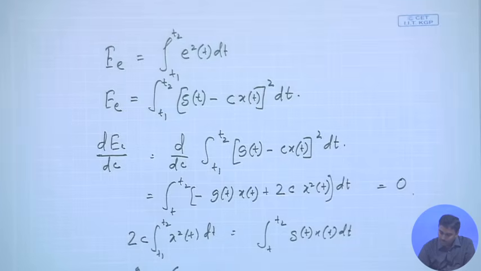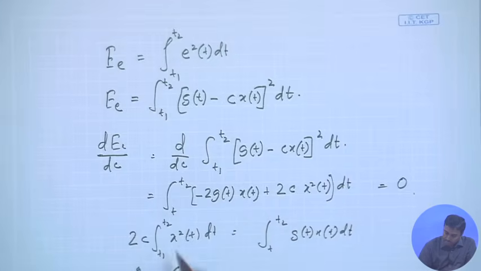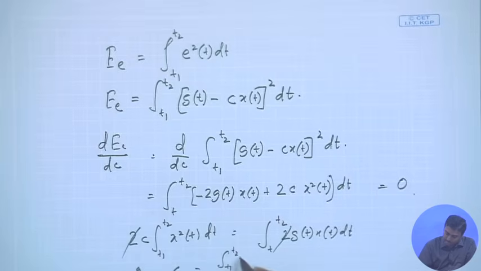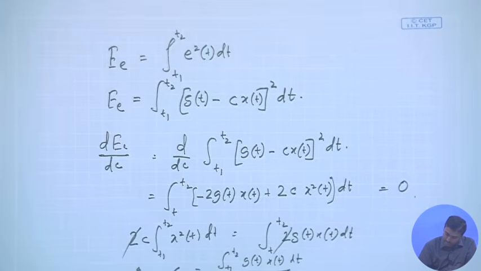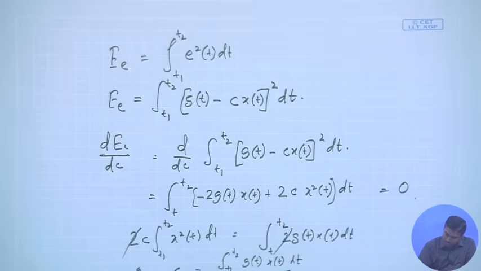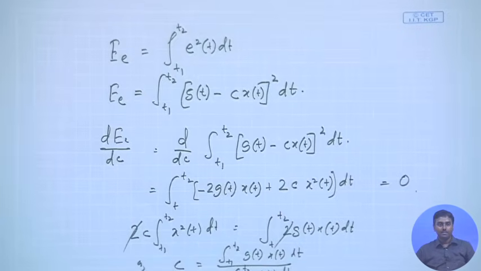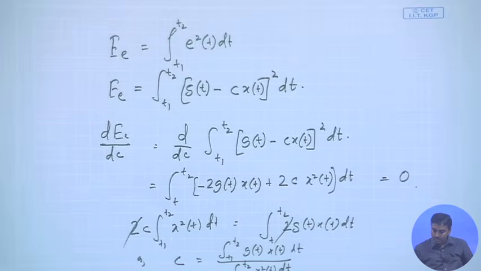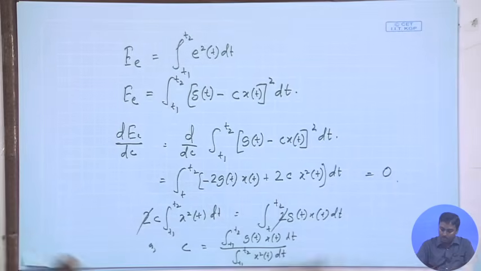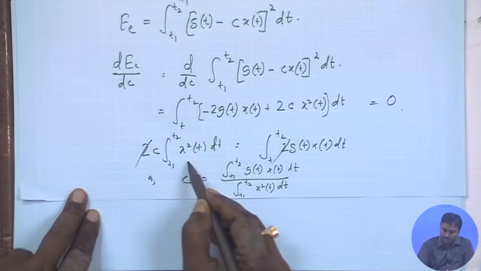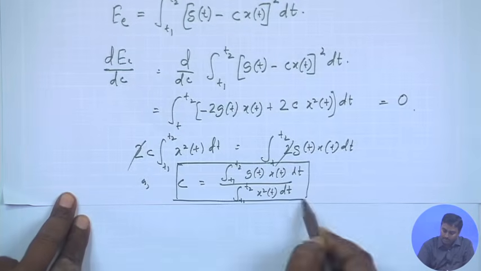is this fine? Oh, so there should be a 2, right, because it is 2 gt xt. So, there should be a 2, 2 gets cancelled. So, C becomes integration T1 to T2 gt xt dt divided by integration x square t dt. Okay. So, basically this is what I do get.